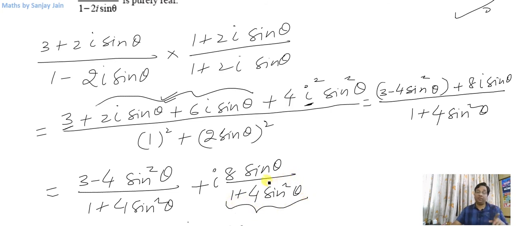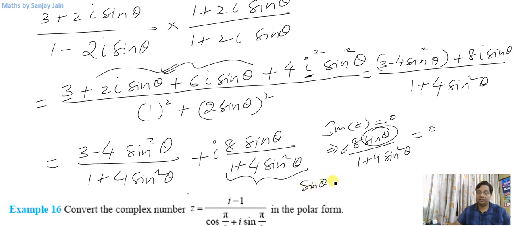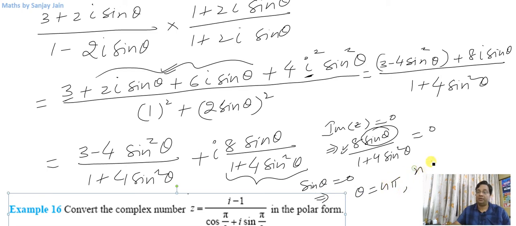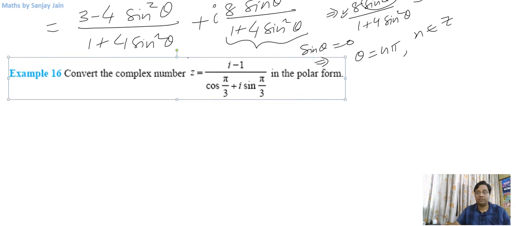Now I know that the number that I started with is purely real, so its imaginary part should be 0. Hence now you can say the imaginary part of this complex number is 0. Hence I can say 8 sine theta divided by 1 plus 4 sine square theta will be equal to 0. Now if it is equal to 0, then the numerator of this expression should be 0, that is sine theta should be 0, right? So sine theta is equal to 0, hence I can say theta is equal to n pi, where n belongs to integers. Okay, so this is the value of theta.